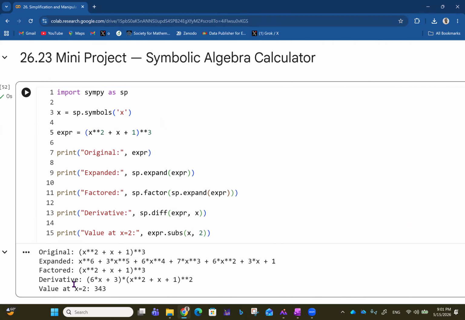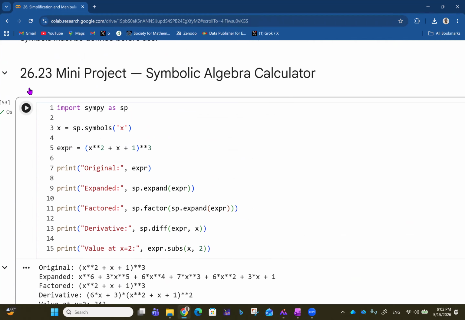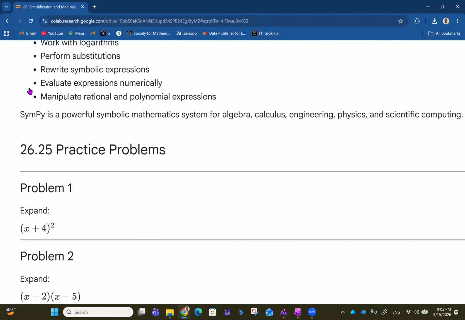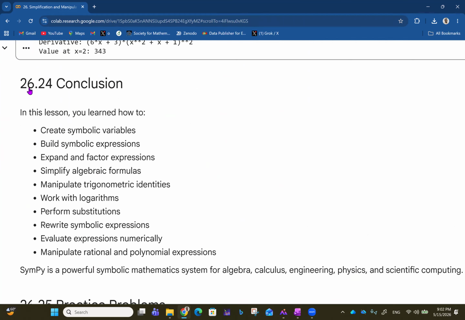If you simplify, you get 6x plus 3, so you can see 3 can be factored. You have 3 into (2x plus 1) into (x squared plus x plus 1) raised to power 2. Then if you find the value of the expression at x equals 2, 2 squared is 4, 4 plus 2 is 6, 6 plus 1 is 7, and 7 raised to power 3 is 343. So you can do this kind of thing. If you have a particular expression and you want to do different things on it, you can set it up like this, and it becomes like a mini solver, a mini calculator for symbolic algebra.